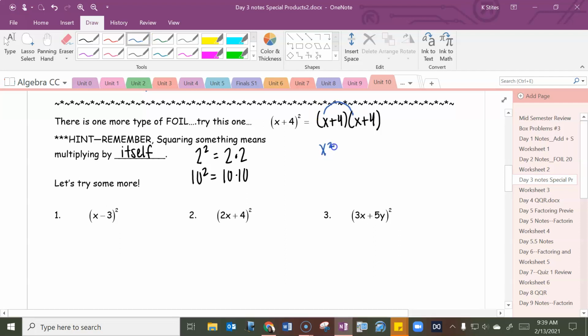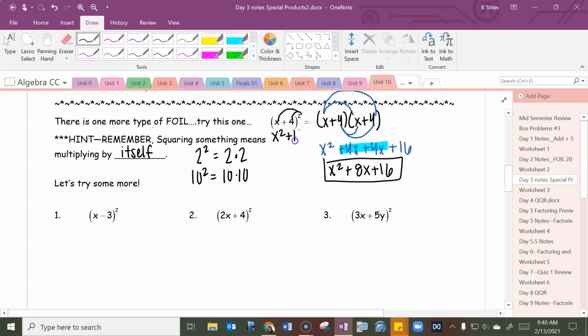First, outer, inner, and last. Again, you're multiplying. Now be careful, this is not the same situation as above because you have both pluses. So when you go to combine your like terms, these do not cancel, they add to 8x. Notice that if you just tried to distribute and got x squared plus 16, you're missing that middle term. Okay, you cannot distribute the exponent. You're going to have to write this twice and then FOIL.